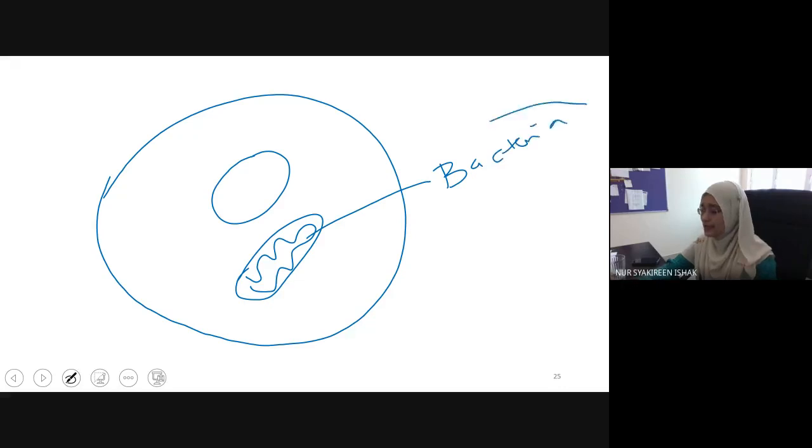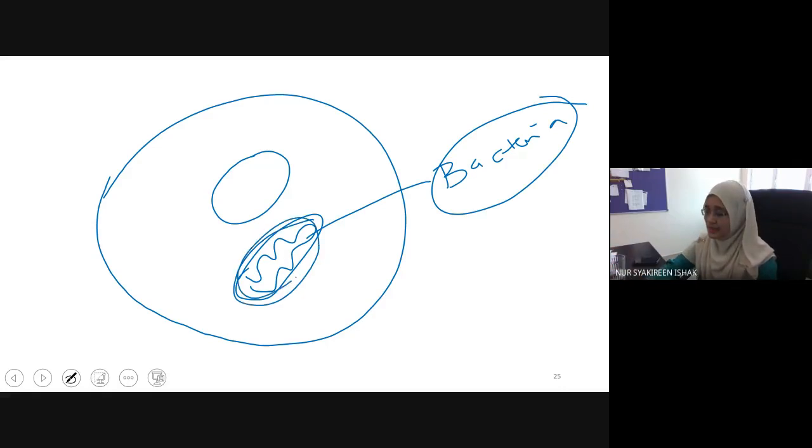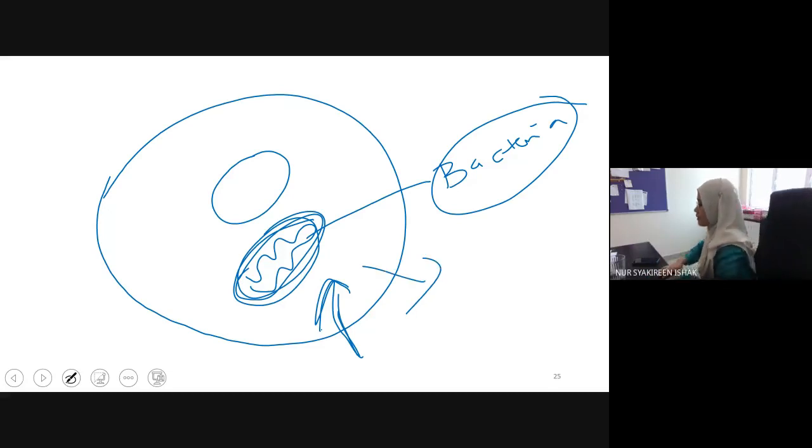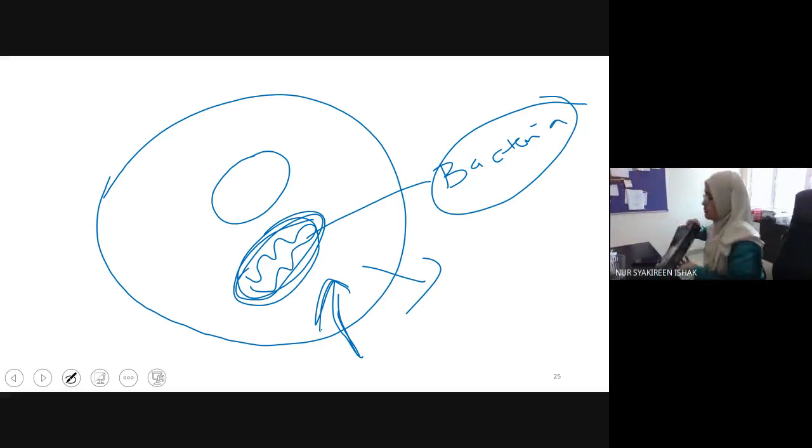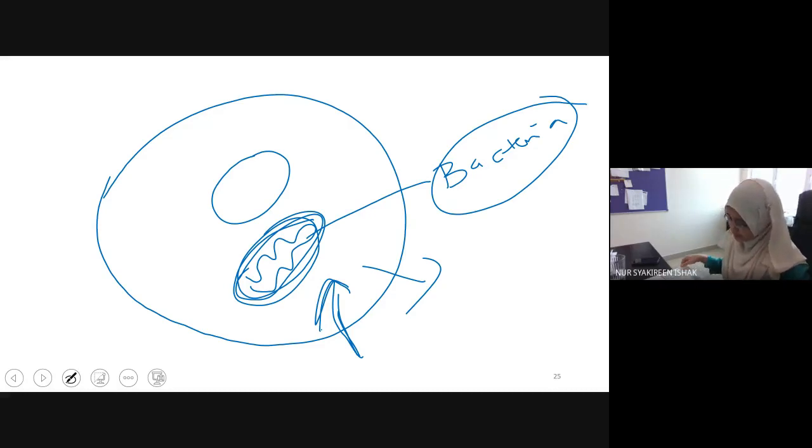Okay. So daripada teori endosymbiotic teori tu, dulu dia kata bakteria yang bentuk macam ni, dia merge dengan eukaryotic cell. Okay, they merge together, and then they form eukaryotic cell. So itu endosymbiotic teori lah.